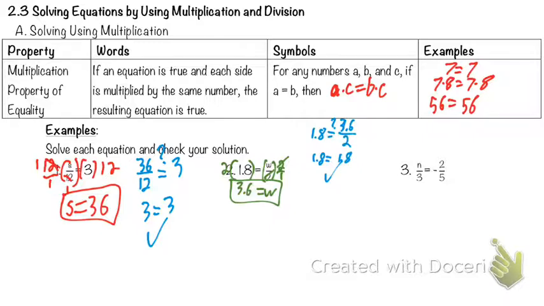Alrighty. Number 3, I want you guys to try that one on your own. N over 3 is equal to negative 2 over 5. Try it on your own. When you have it or have questions, raise your hand. So, N over 3 is equal to negative 2 over 5. What do we do? Multiply by 3 because we're dividing by 3, or 3 over 1 on both sides.